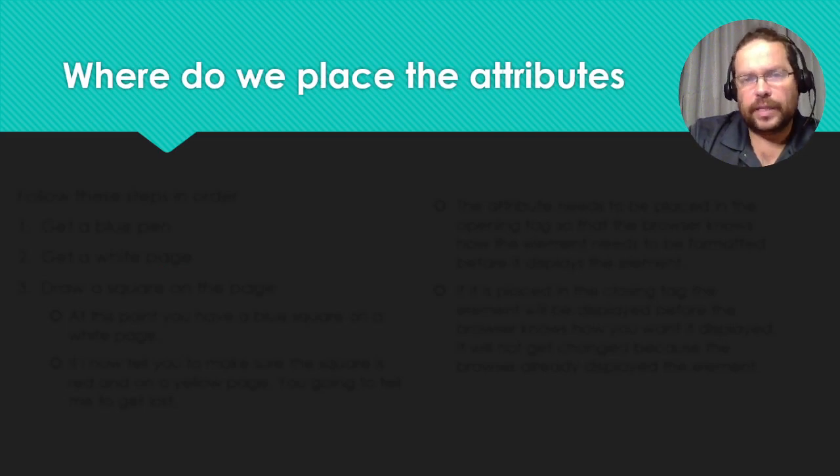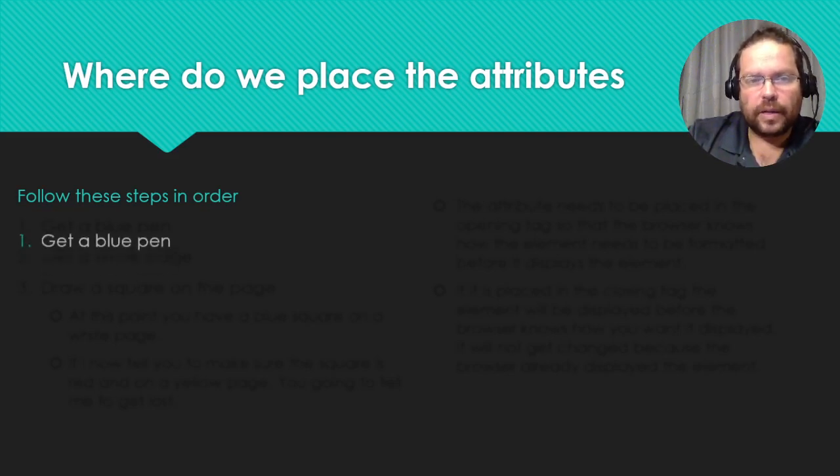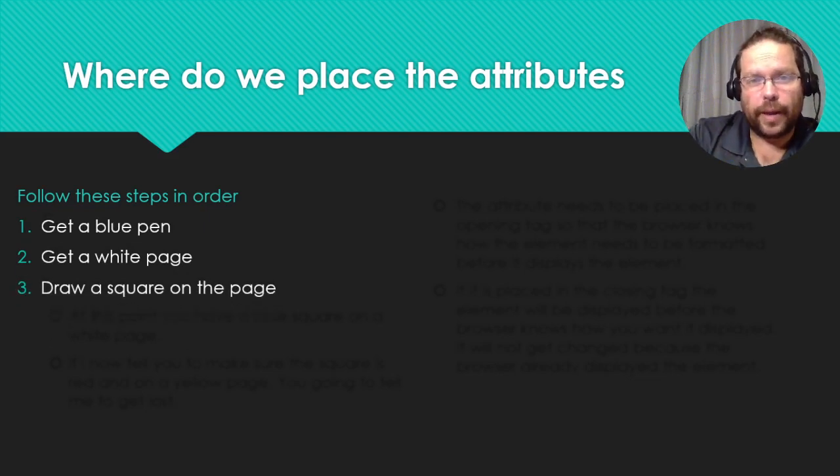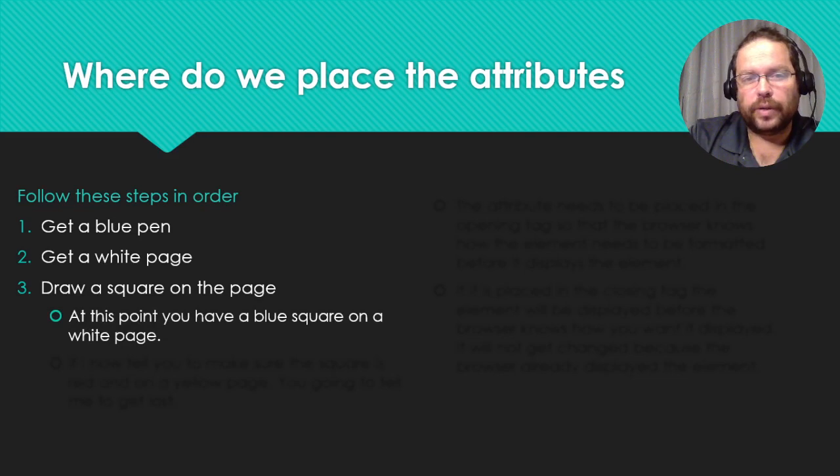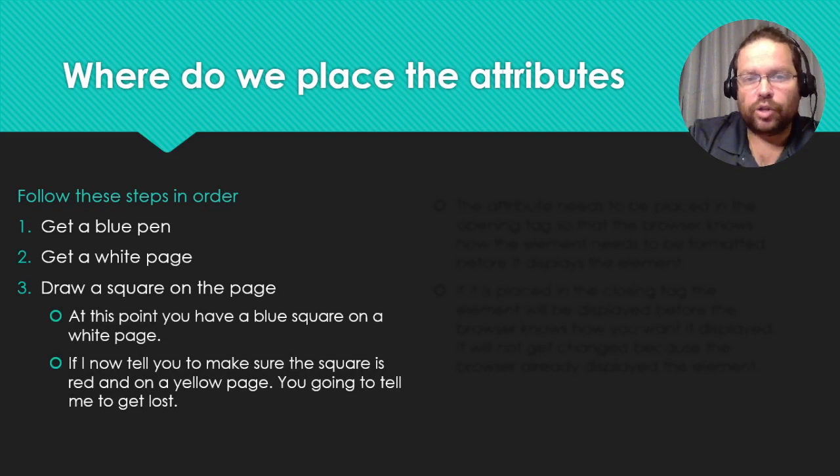So where do we place the attributes? Now I want to do a little experiment with you quickly, so I need you to follow these steps in order. If you want to actually go and grab follow the instructions and actually go and do it, then you can pause the video, but if you want to just in your mind follow on. So get a blue pen, then you're going to get a white page, and then I want you to draw a square on the page. So basically at this point you have a blue square on a white page, right? So if I then tell you to make sure the square is red and on a yellow page, you're going to tell me to get lost because you've already drawn a blue square on a white page.